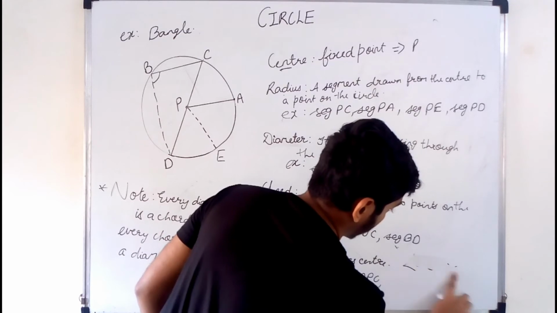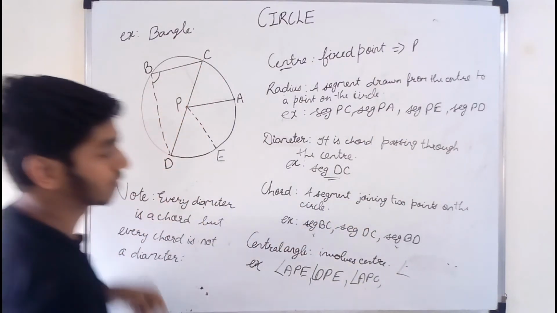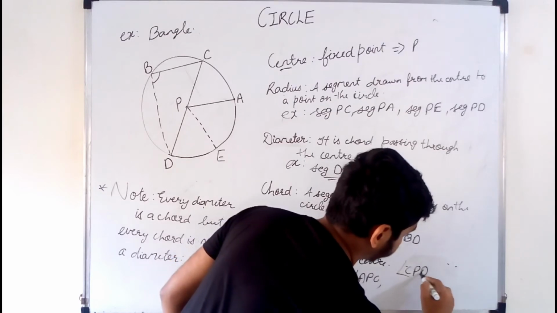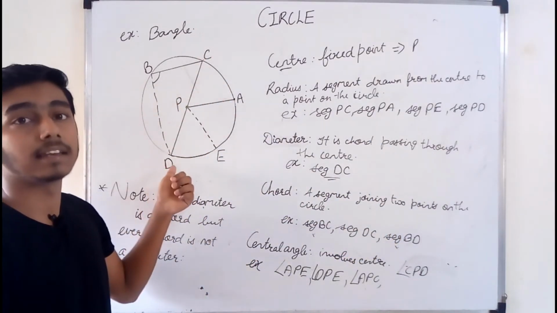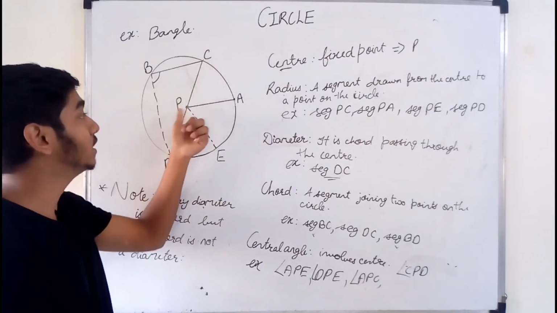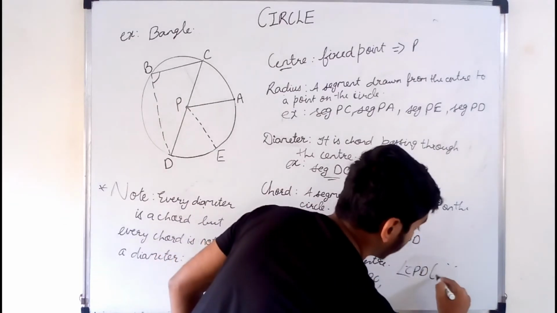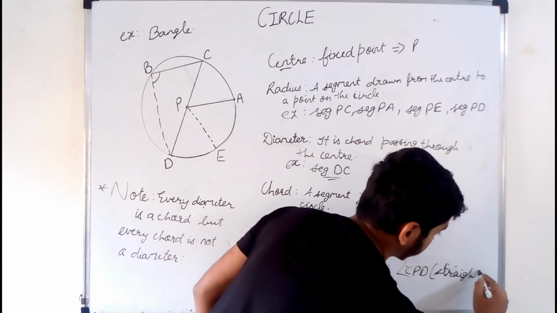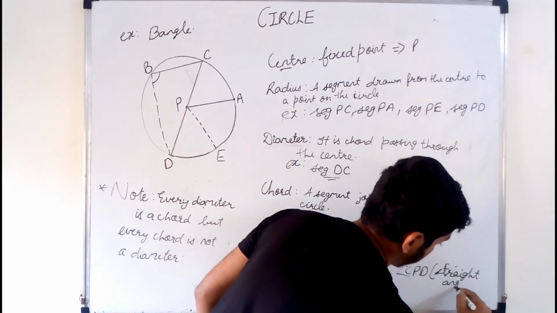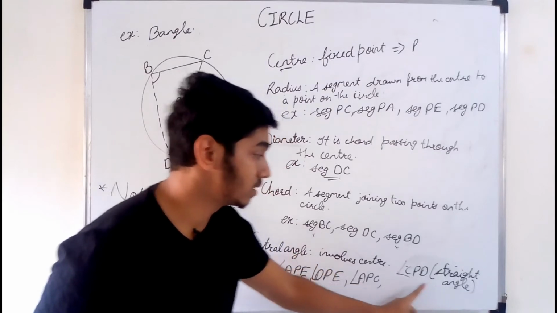Angle CPD. Although this CD is a straight line, we can say angle CPD is an angle which is called a straight angle. You can make a note of this.